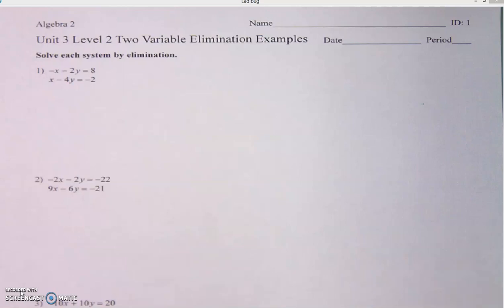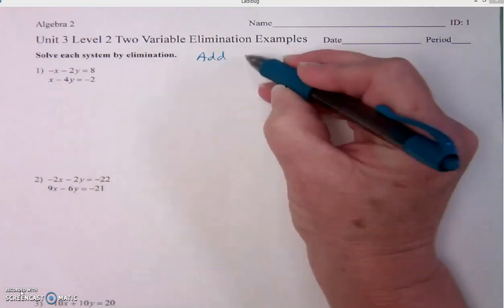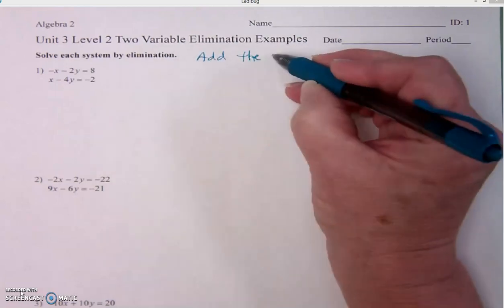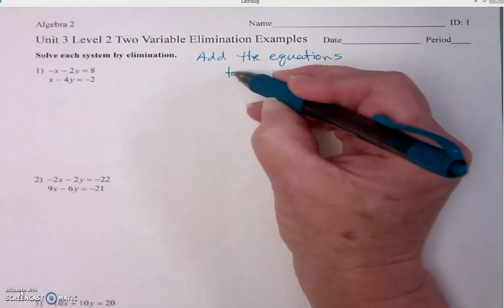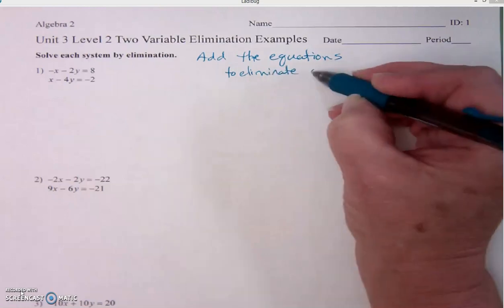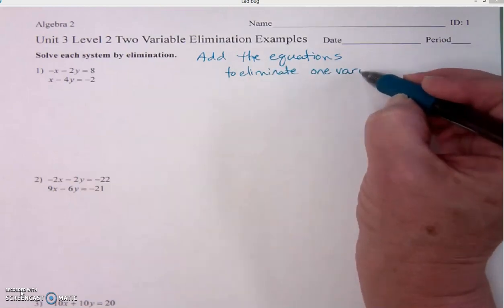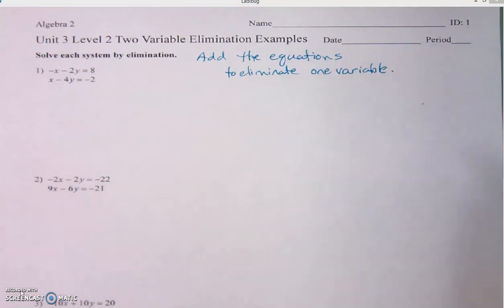To talk about how to solve two variable systems by elimination, you need to add the equations to eliminate one variable. So we look at example 1.